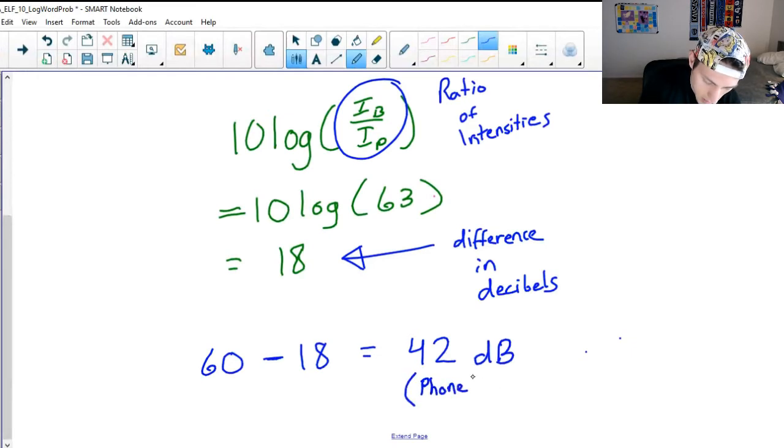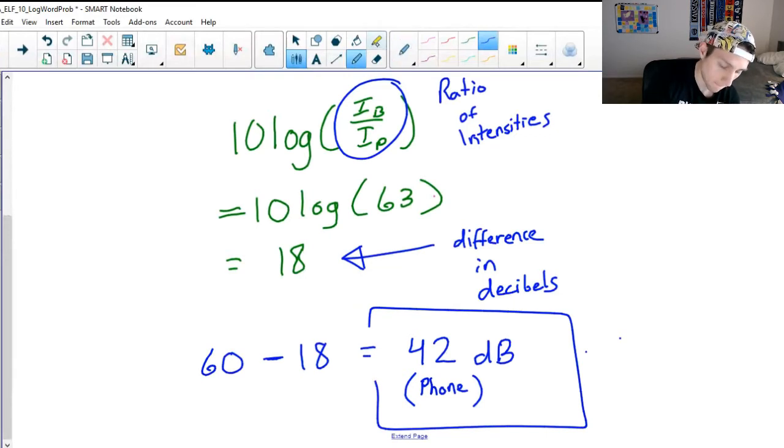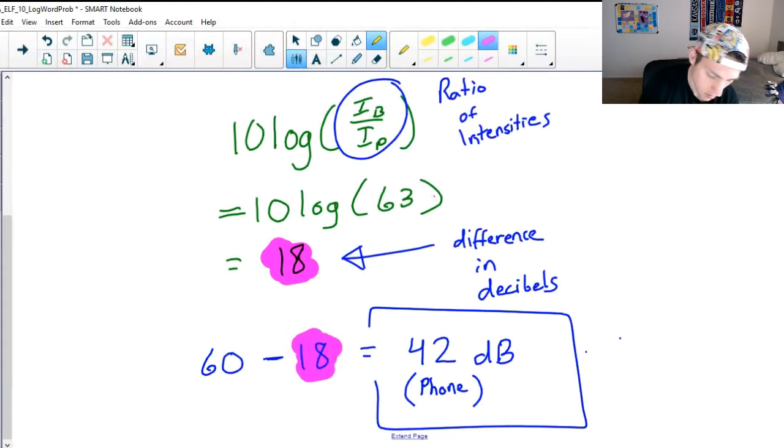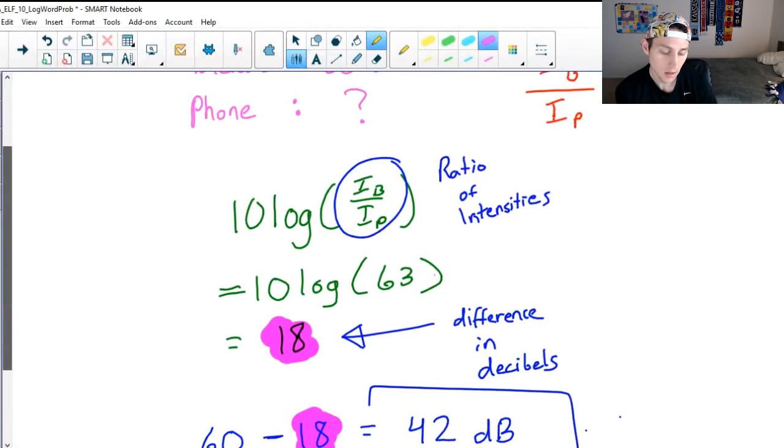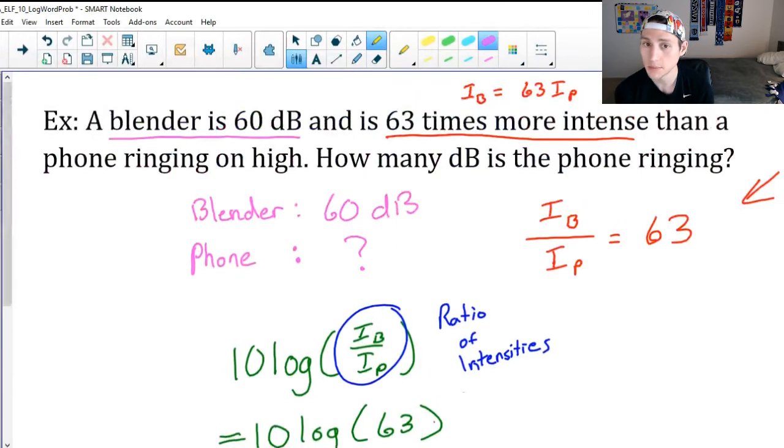Right, and so what is that? That's the phone. So the phone ringing is 42 decibels. Right, and we subtracted 18 because we know the phone is a softer sound than the blender. The problem straight up tells us at the beginning the blender is more intense, so the blender is louder. Great. So I know the difference between the blender and the phone is 18 decibels.